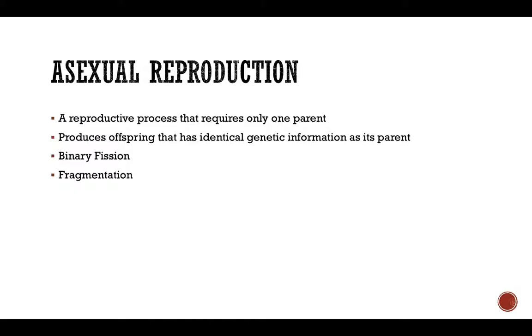All right, let's talk about asexual reproduction. Sexual reproduction requires two parents, whereas asexual reproduction requires just one parent. Since only one parent is involved with this type of reproduction, the offspring, or the life that's formed from it, is going to be identical to its parent, because it's not sharing DNA with another organism. It's just passing down its own genetic information.